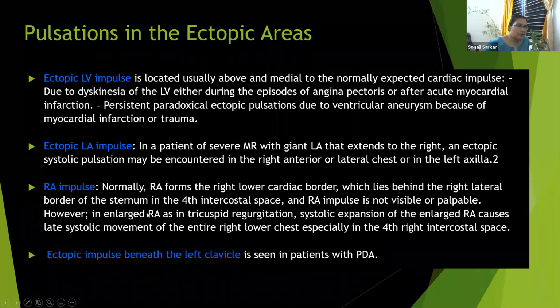This enlarged right atrium can occur in tricuspid regurgitation. Just as mitral regurgitation produces an enlarged left atrium, tricuspid regurgitation will produce an enlarged right atrium. But this finding is usually not seen commonly. An ectopic impulse beneath the left clavicle is seen in patients with PDA, patent ductus arteriosus.